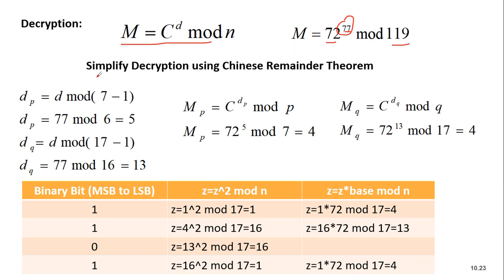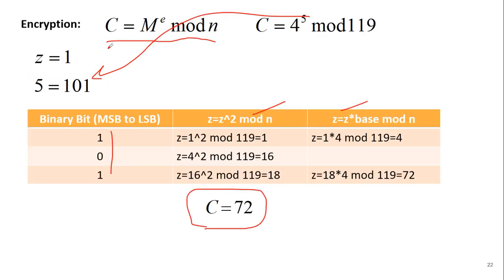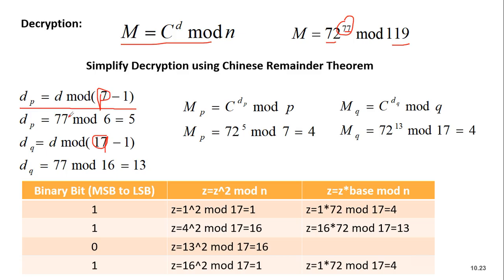Before applying the Chinese remainder theorem we calculate dp equal to d mod p minus 1, and dq equal to d mod q minus 1. See the example, p is 7 and q is 17. So p minus 1 is 6, and 77 mod 6 is equal to 5. And q minus 1 is 16, so 77 mod 16 is equal to 13. First we calculate this, then we change our equation: mp is equal to c raised to dp mod p, and mq is equal to c raised to dq mod q.